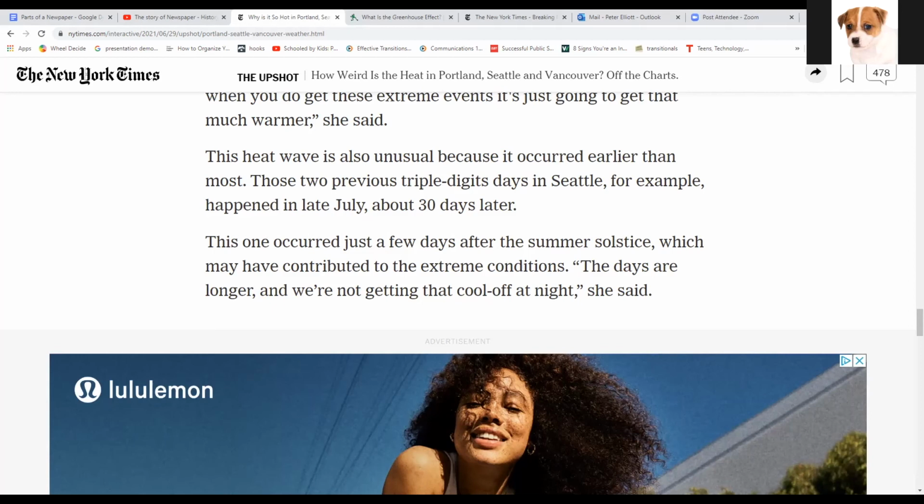This heat wave is so unusual because it occurred earlier than most. Those 2 previous triple-digit days in Seattle, for example, happened in late July, about 30 days later. This one occurred just a few days after the summer solstice, which may have contributed to the extreme conditions. The days are longer and we're not getting that cool off at night, she said.